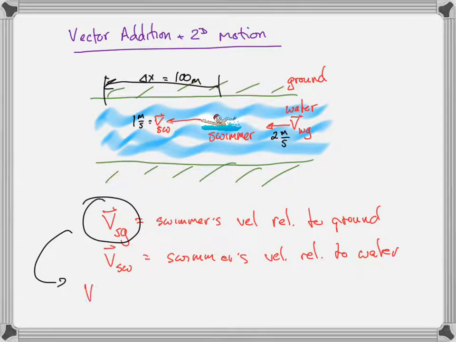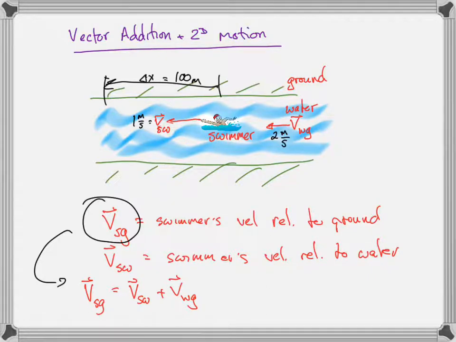The velocity of the swimmer relative to the ground is equal to the velocity of the swimmer relative to the water, and the water is pushing the swimmer at an additional velocity of the velocity of the water relative to the ground, upstream. So that is the velocity of the swimmer relative to the ground. And this is in general. This is going to be generally true.